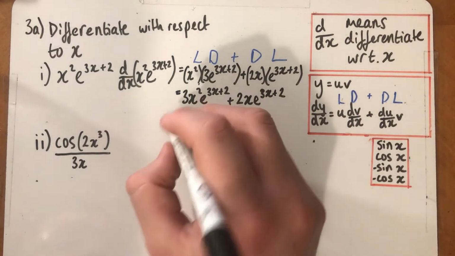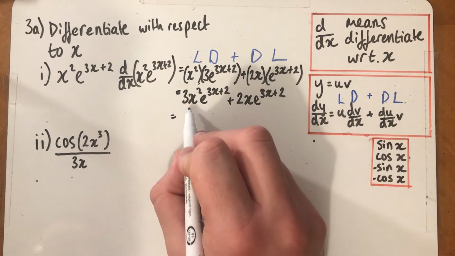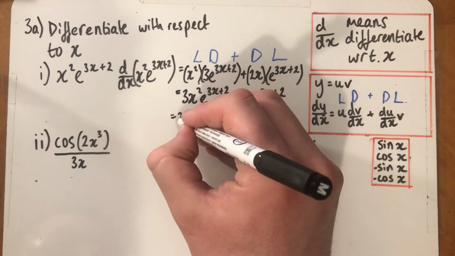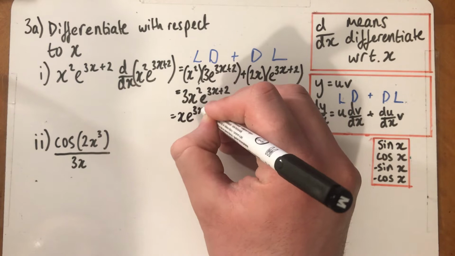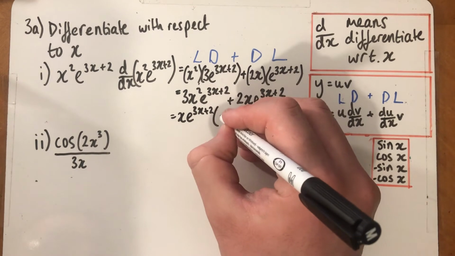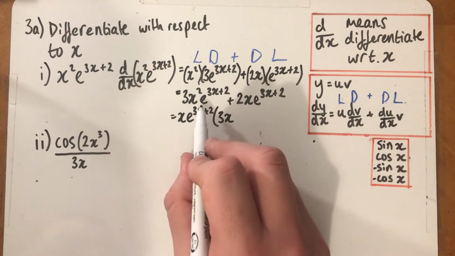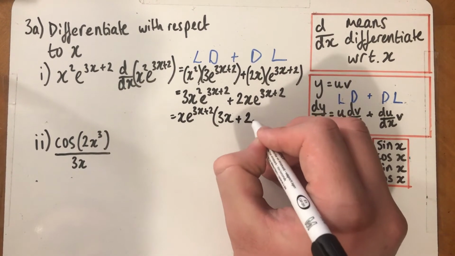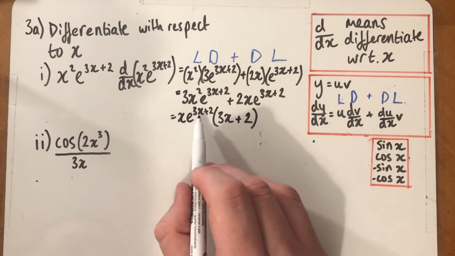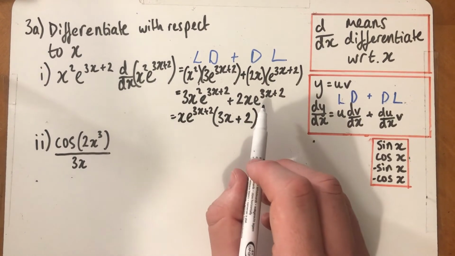Okay, so now what we can do is simply factorize. It's always a good idea to factorize. Now we can see that both terms have x in common and they both have an e term in common. So I can just take out x e to the power of 3x plus 2 as a common factor. For the first term I'm just left with 3x, because x times 3x is 3x squared, and then we have the e term there. And for the second term, I'm just left with a 2, because we've taken out the e term and x. So when we multiply this bracket out, we'll get this result.